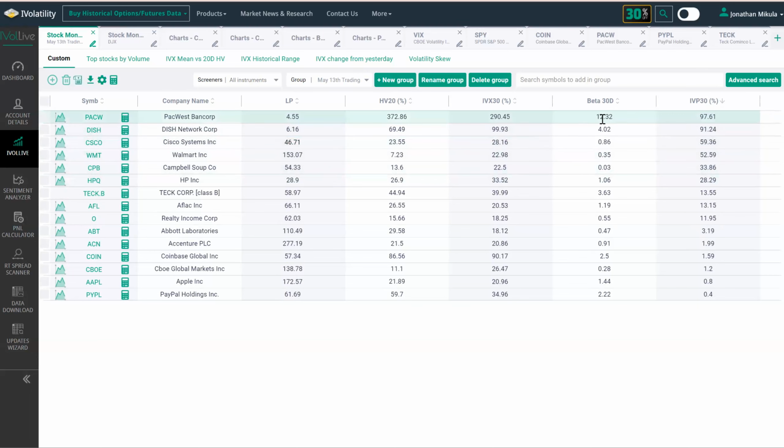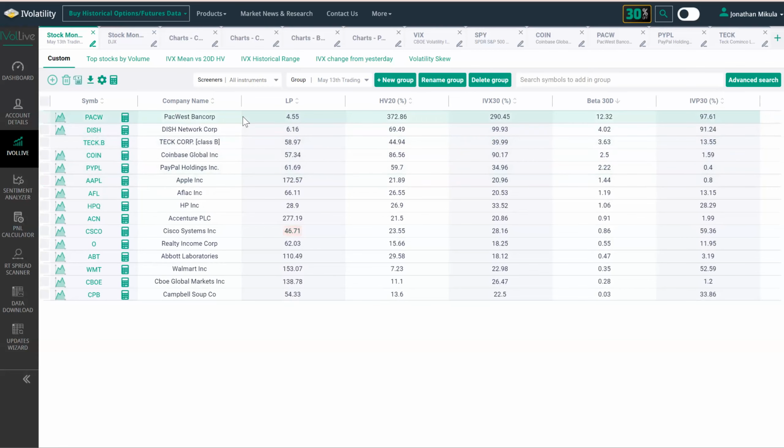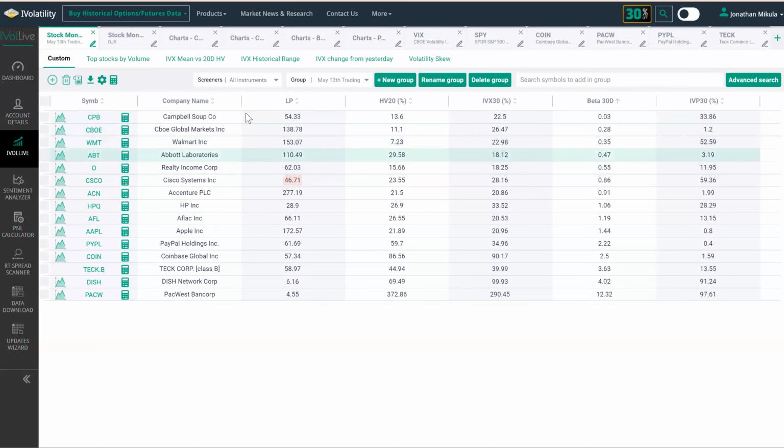I could also say, who's most volatile relative to the S&P right now? And of course, that's PacWest. On the other hand, the least correlated is Campbell Soup. It's not trading in line with the S&P over the past 30 days. So this is all really cool stuff that we can now use to dig a little bit deeper.